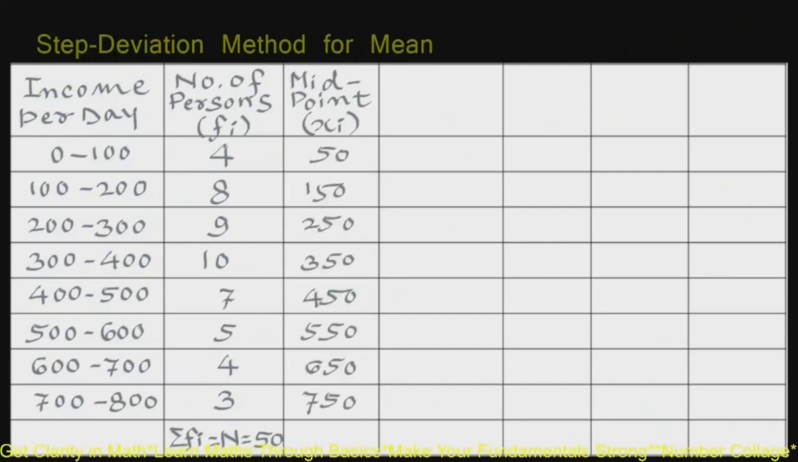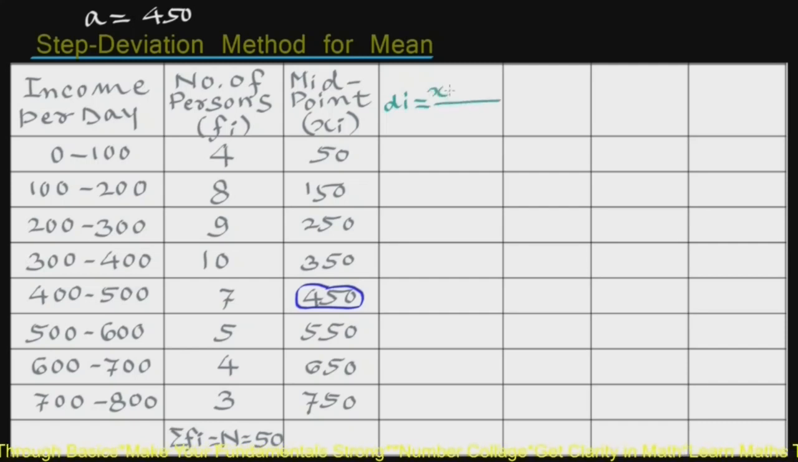We will solve the same problem which we have just solved by this new method, the step deviation method. In the table, the first three columns, that is income per day, number of persons fi, and midpoint xi, will be the same. We will take the assumed mean A to be 450, and now we will generate a new column for deviation di equals xi minus this assumed mean 450, upon the class width 100.